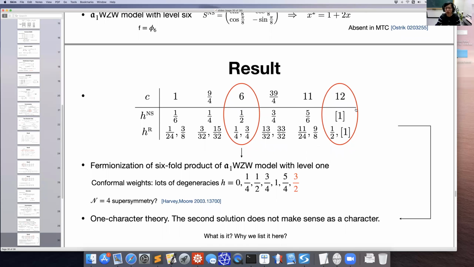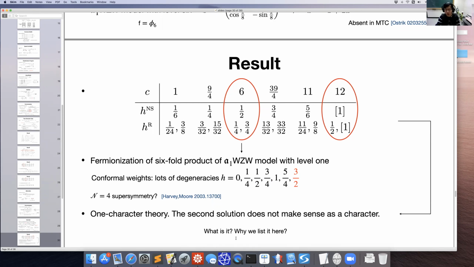And now let's jump to the last one. You may have noticed that for the last one, I use a bracket here. This bracket means that the second solution doesn't make sense. So it is actually only a one-character theory. The second solution doesn't have a bounded denominator, so it cannot be regarded as a character of certain conformal primaries. So then what is this theory, and why do we list this theory here?